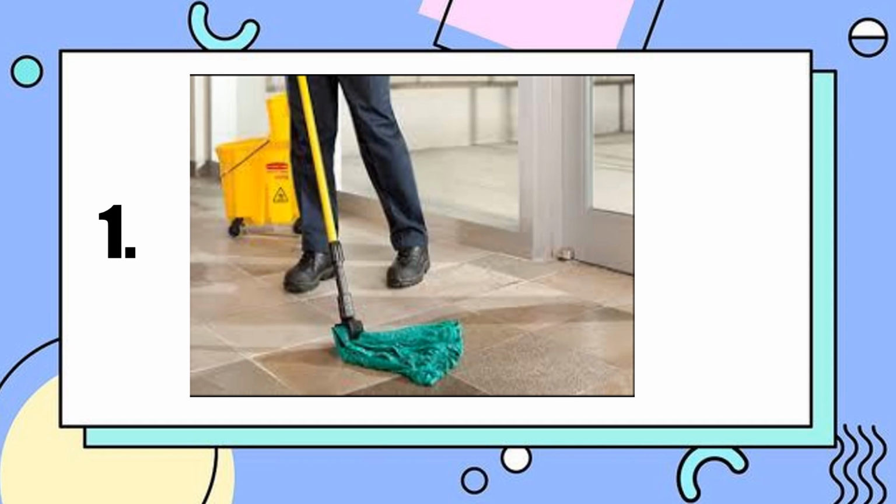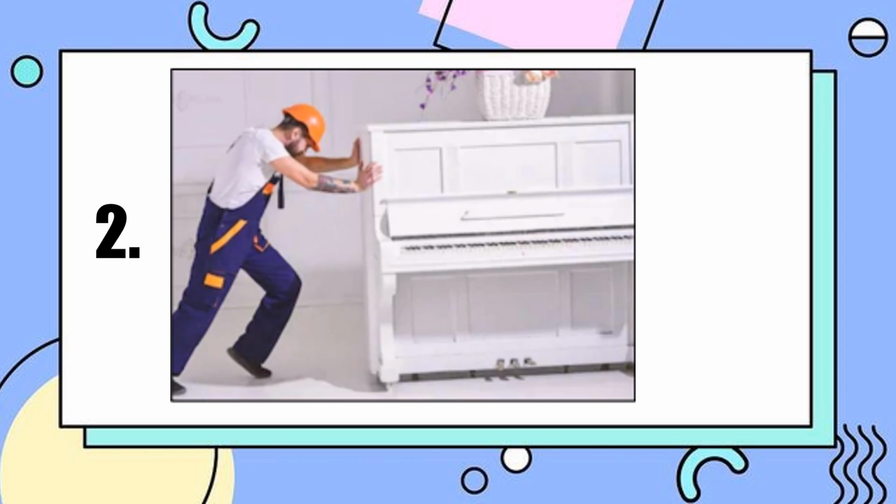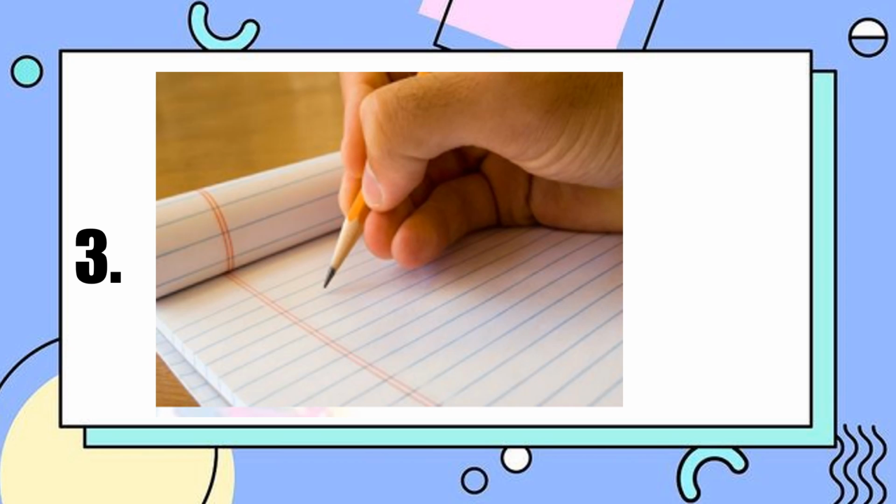Number 1. Does the picture show desirable or undesirable? The answer is thumbs up. Desirable. Number 2. How about this picture? Does it show desirable or undesirable? Correct. The answer is thumbs down. Undesirable. How about number 3? Does it show desirable or undesirable? Yes, it's thumbs up. Desirable.